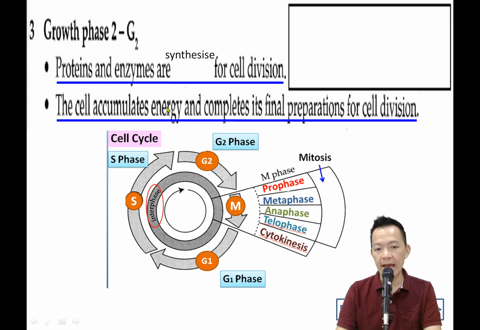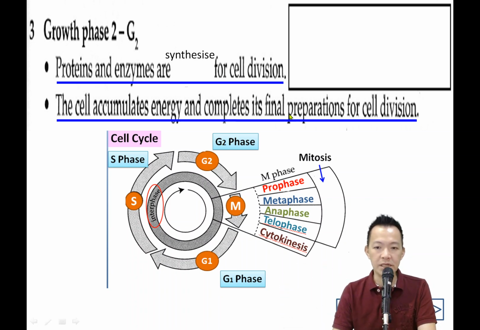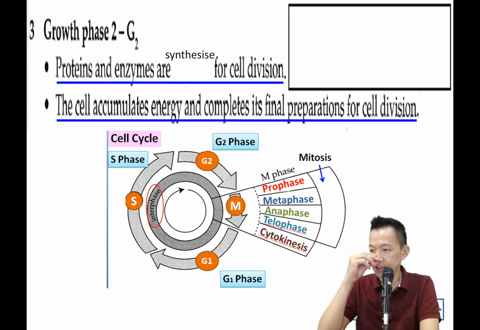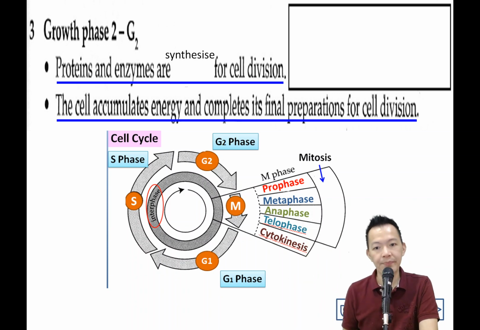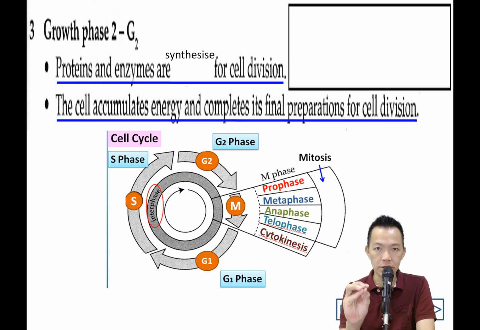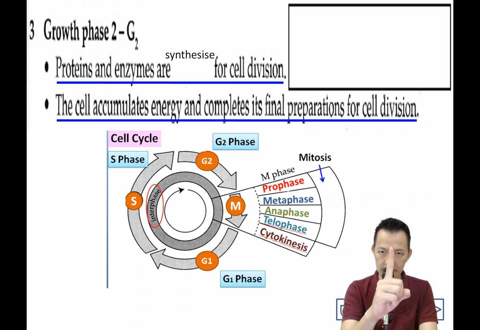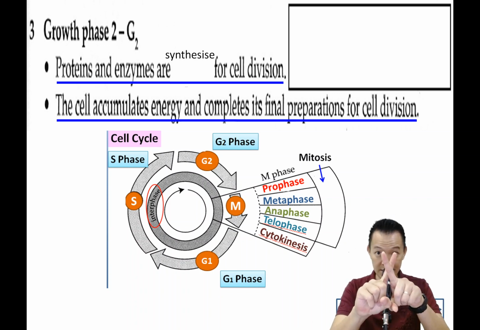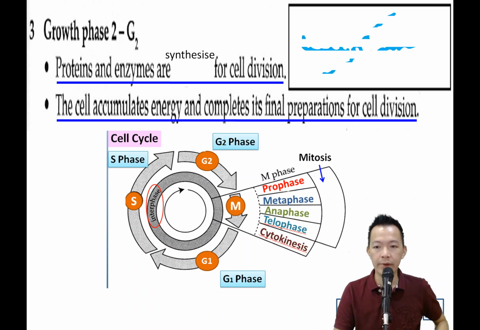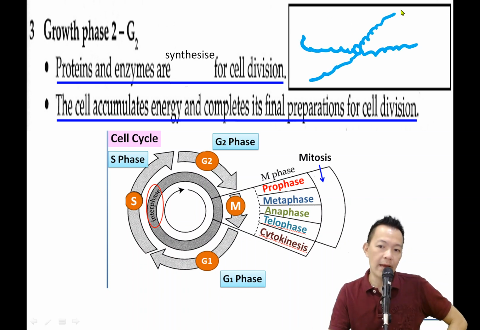And the cell accumulates energy. 细胞开始收集能量。Okay, and completes its final preparation for cell division. 它准备一切的东西 energy. Prepare for the next process called cell division. 它准备复制自己。它长大成人了，它要结婚呢，生孩子了。Okay, but what happened to the chromosome during the G2? 这时候那条染色体怎样呢？G1, S, 对不对？And G2. What happened to the chromosome?